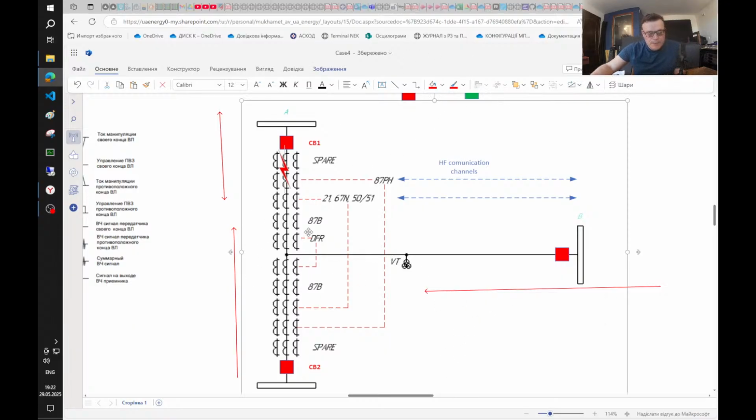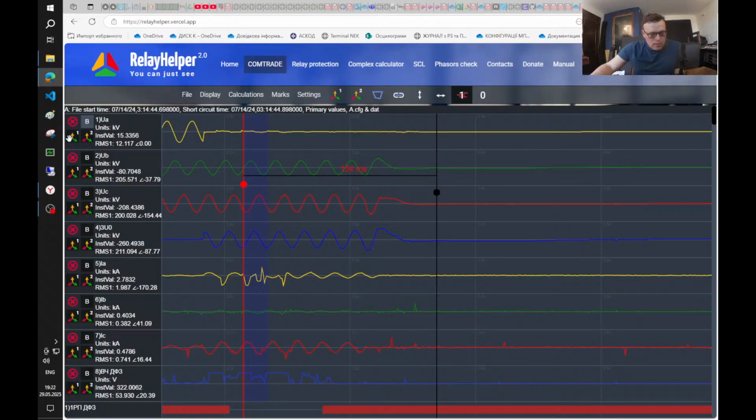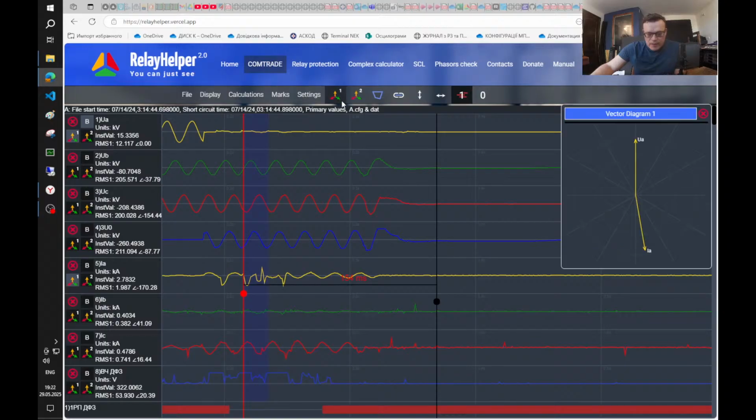Okay, but let's build a vector diagram. I made phase A voltage the base channel, and it's not zero. We can see that it's around 11 kilovolts, and as we can see, the current, the power is not directed into the line. It's directed to the bus bars.